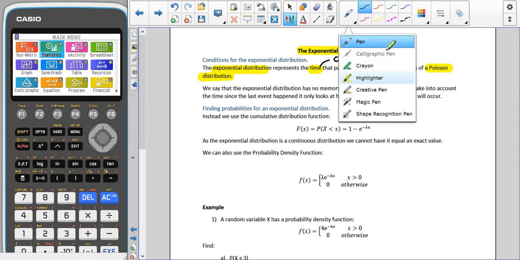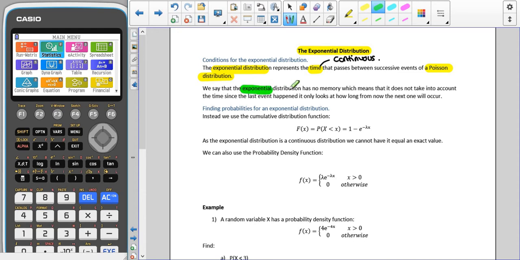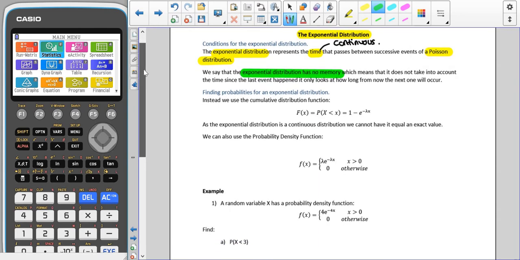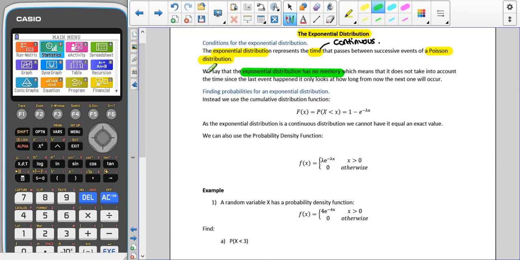Another important thing is that the exponential distribution has what we say is no memory, which means that it does not take into account the time since the last event has happened. It only looks at how long from now until the next one occurs. So if a question says, John has waited half an hour, what's the probability that he has to wait less than half an hour until the bus comes? Then we don't take into account the fact that he's already been waiting there half an hour. We're only finding the probability that it's less than half an hour until the next one comes. That's quite important to remember, and it's quite a common trick that the exams try to catch you out on.